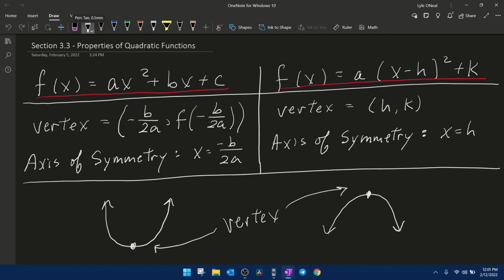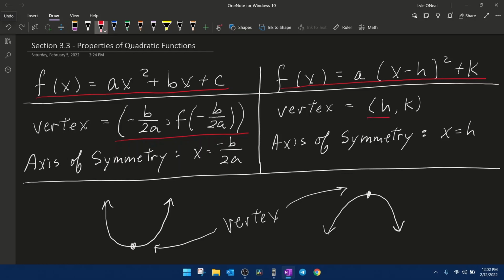So depending on which form you're in, whether you're in standard form or vertex form, you're going to have different formulas in order to find the vertex. For standard form, we have this formula. Notice it is written as an ordered pair where -b/2a would be the x-coordinate of the vertex. And then also notice that the function evaluated at the x-coordinate of the vertex will give you the y-coordinate of the vertex. So this formula of the vertex for standard form is super important.